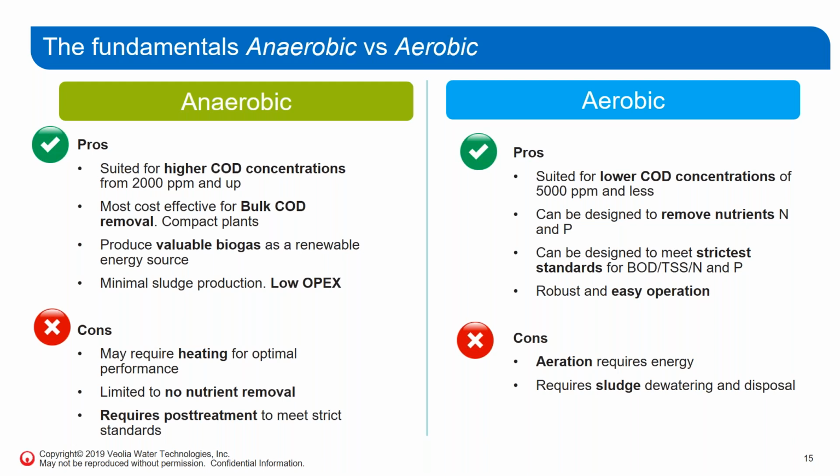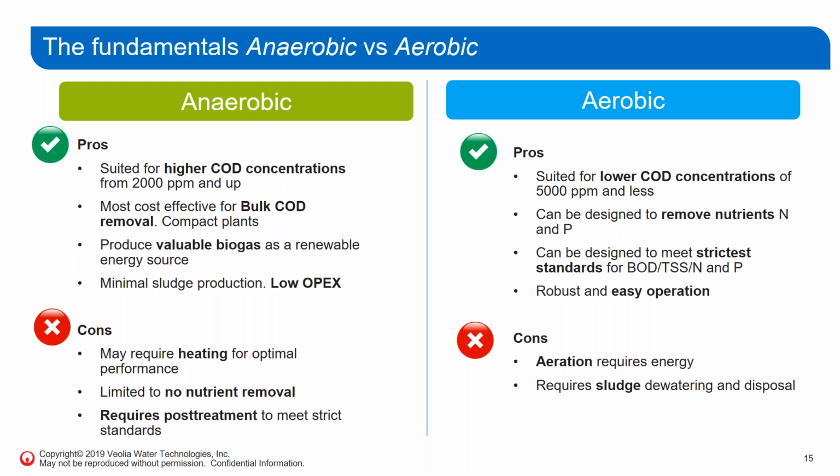On the other hand, and this is where aerobic treatment comes in, if wastewater concentrations are lower, below a certain threshold, aerobic treatment is just a more logical approach to treatment. Also, anaerobic treatment will not remove any nutrients, and when nutrients need to be removed, like nitrogen, phosphorus, for example, then you need to have aerobic technology there. Also, if certain strict standards for these parameters need to be met, then anaerobic treatment would only be a pre-treatment, and aerobic would act as a post-treatment to meet those strict limits.